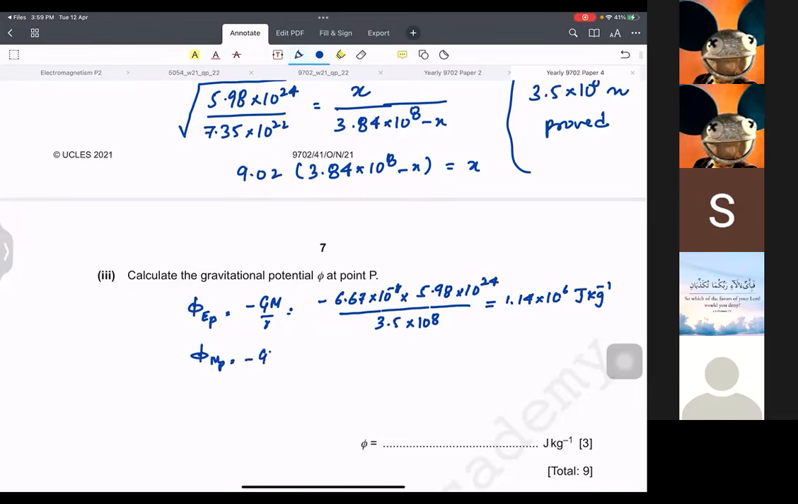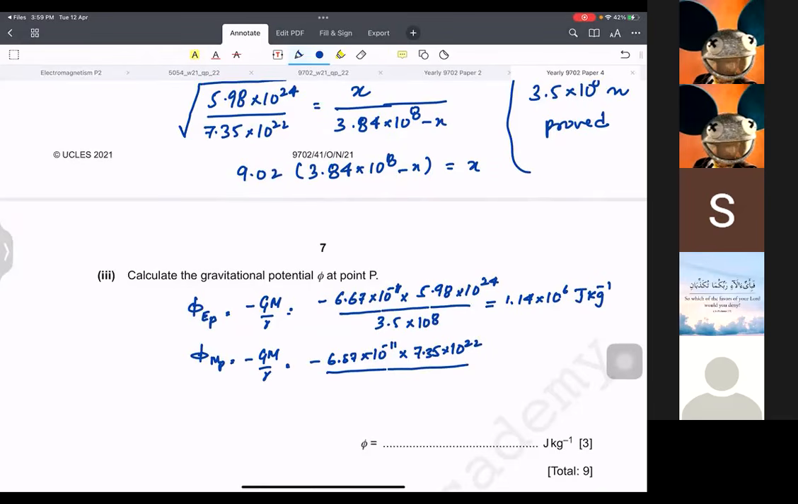And this is moon. Now we're going to do it for moon. So minus 6.67 times 10 raised to minus 11 times 7.35 times 10 raised to 22 divided by the distance. You got to calculate it. So you got to minus it.